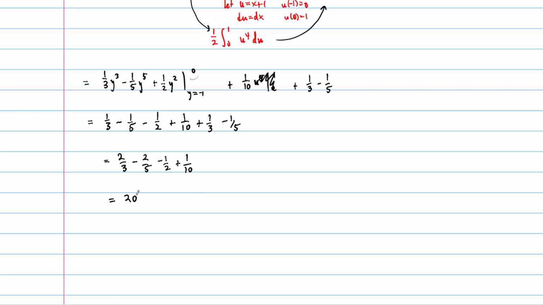So this is 20 minus 12 minus 15 plus 3 all over 30. And so this is going to be, what, -7, -4, 30 is -2/15. So there we go. Should be -2/15 for that one.